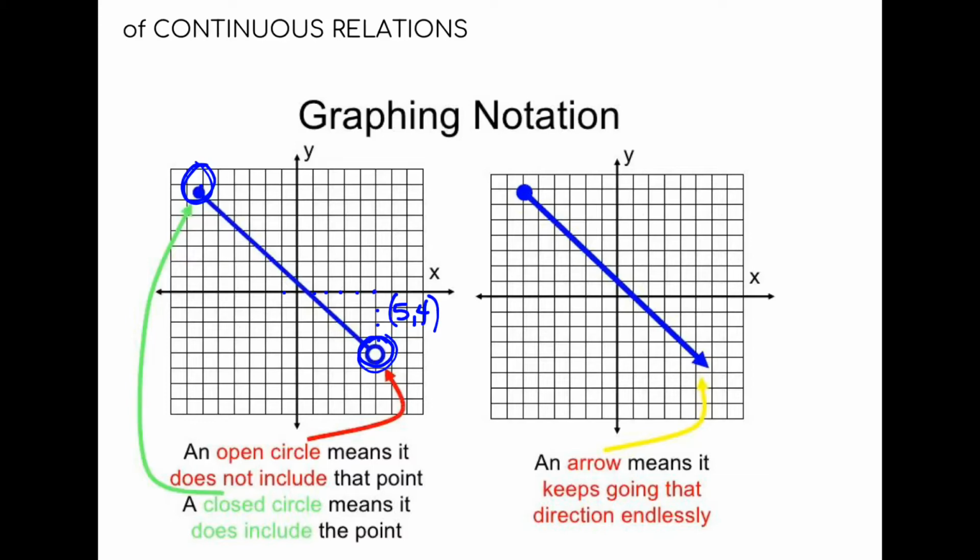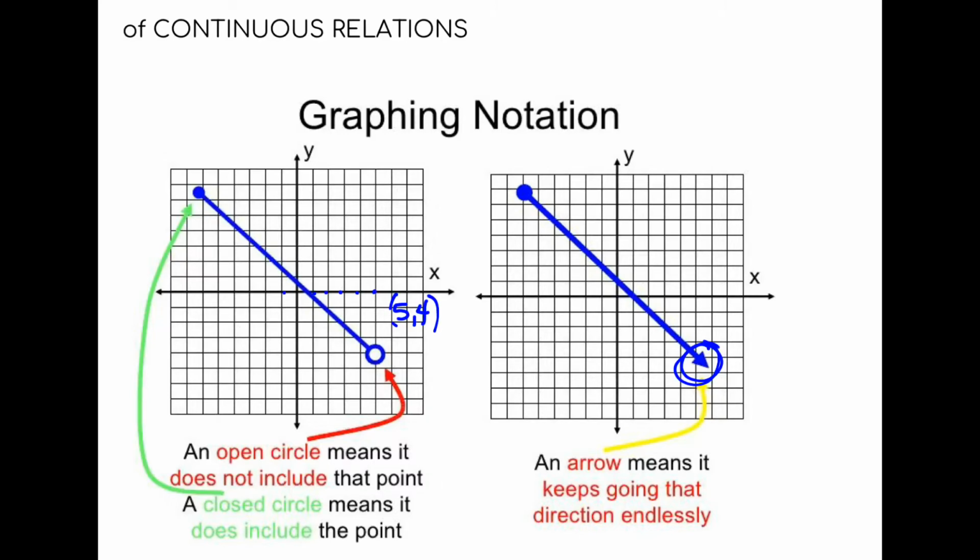On the other hand, we can have arrows on one end of our graph. And what that means is that the solution set is going to keep going in that direction endlessly toward positive or negative infinity, whichever way it's pointing. So these first two types of endpoints, the closed circle and the open circle, actually put boundaries on the solution set to our function, whereas the arrow does not put a boundary on the solution set.